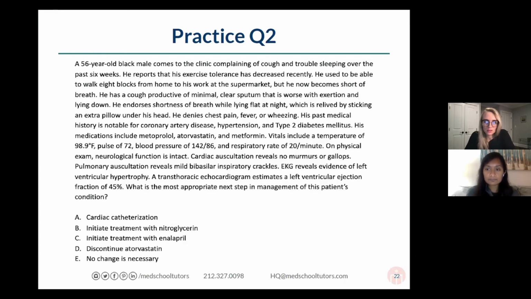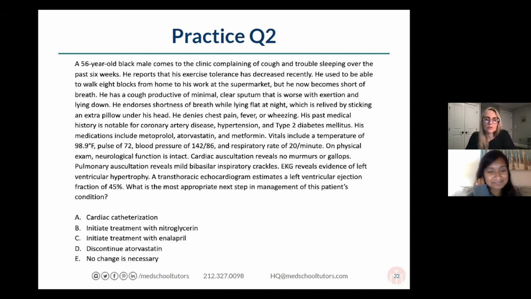Nitroglycerin, I feel like it's rarely the answer because, if you remember those medications that reduce morbidity and mortality for heart patients, nitro is never really on there, but it can be for symptomatic relief. So I'm going to pay attention to that. Enalapril, okay, let's see if there's any contraindications. It's a good medication for people to be on if they have heart problems. Stopping a statin, okay, maybe I want to be on the lookout for some side effects to the statin. And then no change is necessary, the world's most annoying answer choice.